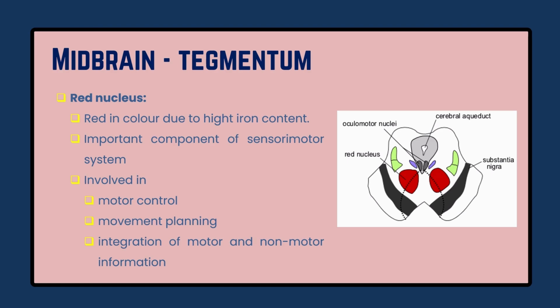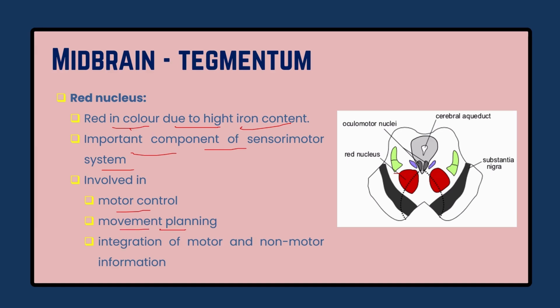So from the name itself, we know that red nucleus looks red in color. You can see it here, right? It appears red in color due to high iron content. It's an important component of the sensory motor system. It's involved in motor control. We know what is motor control, right? It's also involved in movement planning.